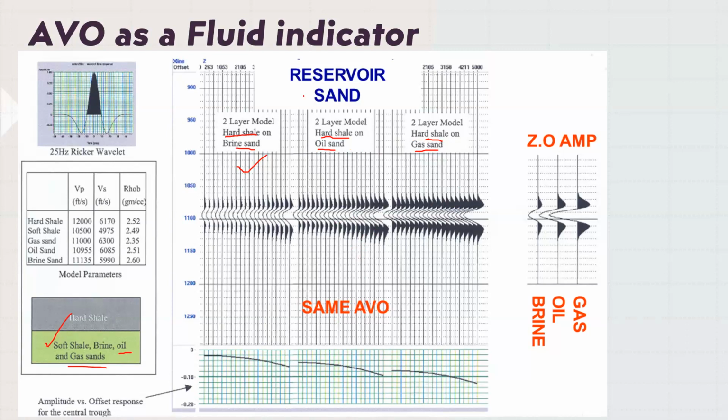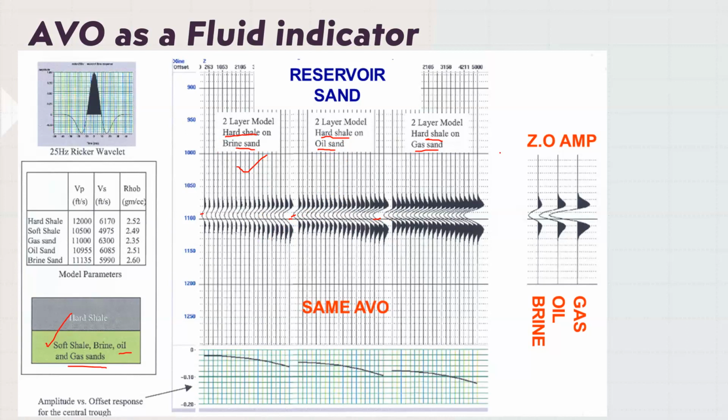If you look at this AVO graph, you can see that from here to here the amplitude is rising. But in the case of brine, the amplitude rise is not at a higher level. Over here, if it is an oil sand, then you can see the amplitude from this place to this place is rising, and it's a moderate rise.